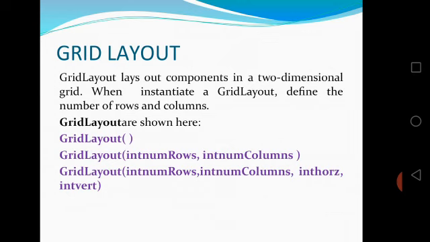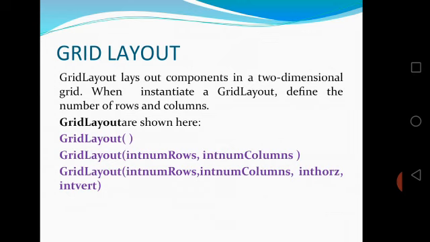For the constructors of grid layout, three constructors are specified. GridLayout is an empty constructor just to create the layout. Next is the number of rows and number of columns to be specified, so how many grids you want to get. So 2 rows 3 columns, totally 6 grids you can get.